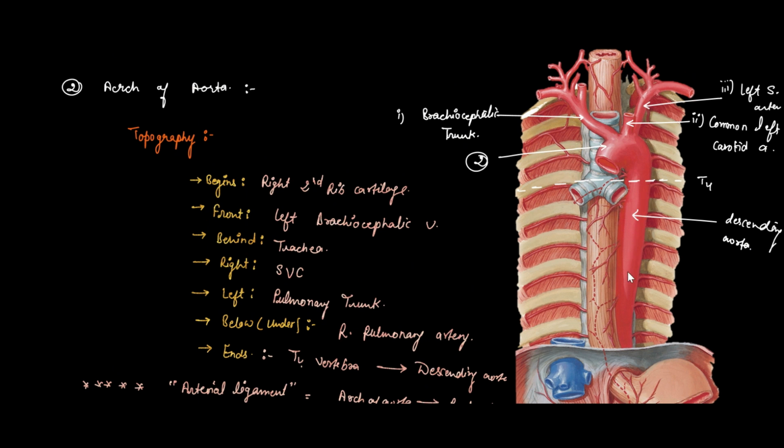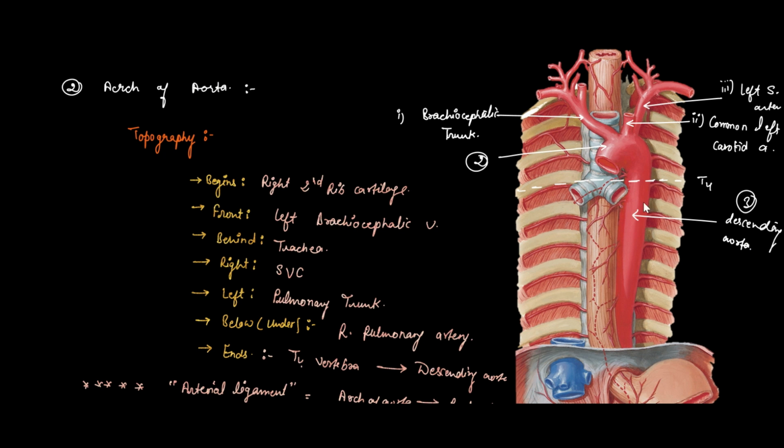Now let's move towards the descending aorta. The descending aorta is also a very important part, because it supplies the lower part of the body, which is the abdomen, some part of the thorax, and the lower limbs. So let's move towards the descending part of aorta. In this picture, it is clearly explained that at the level of T4, the arch of aorta is transformed into the third part of aorta, which is the descending aorta.